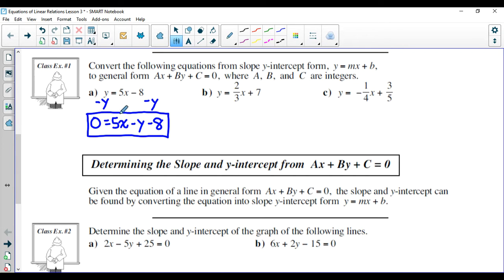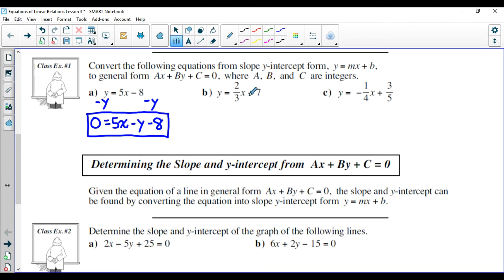Okay? Everything is collected on the same side of the equation, and the coefficients attached to the x, y, and the constant are all integers, and the x term is positive. Now this gets a little bit tougher here. So now we have y is equal to 2 over 3x plus 7.